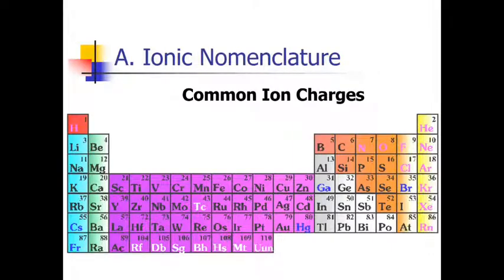And this is just a reminder of common ion charges that you should have already learned or hopefully remember. If it is group 1, the common charge is a +1. If you recall, it had to do with number of valence electrons. Group 1 has 1 valence electron. They like to lose it. Group 2 is a +2. Again, they had 2 valence electrons. They're going to lose those 2.